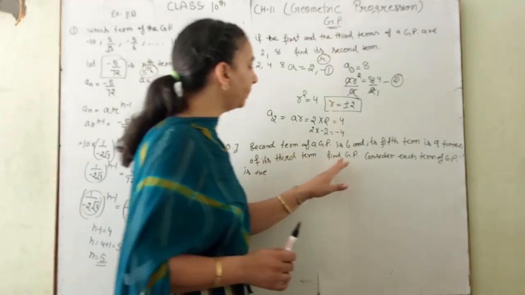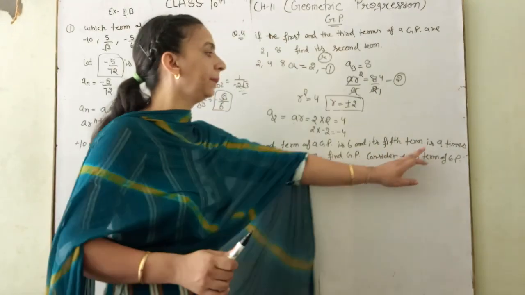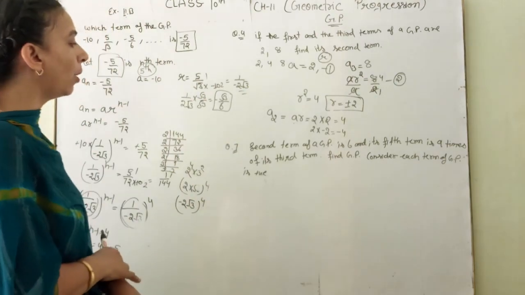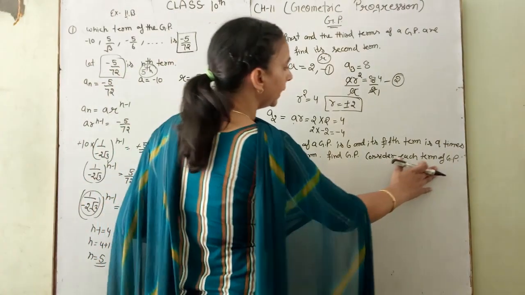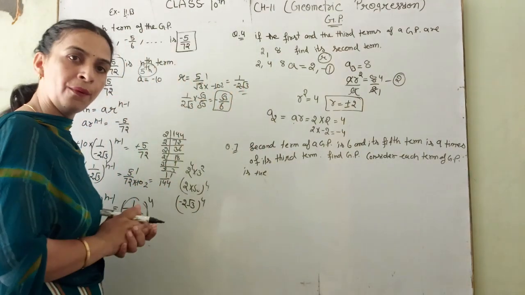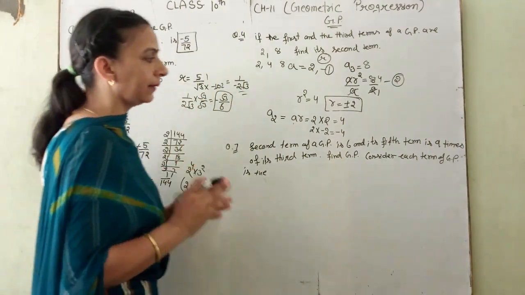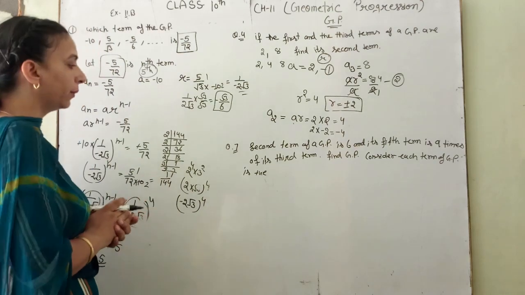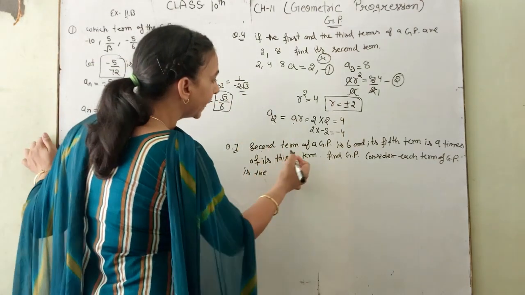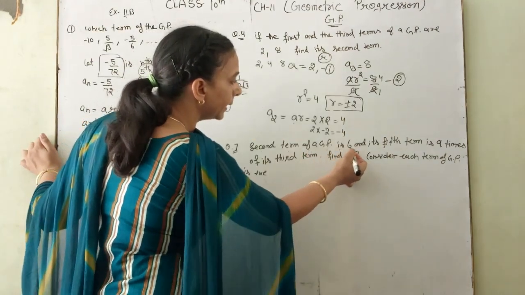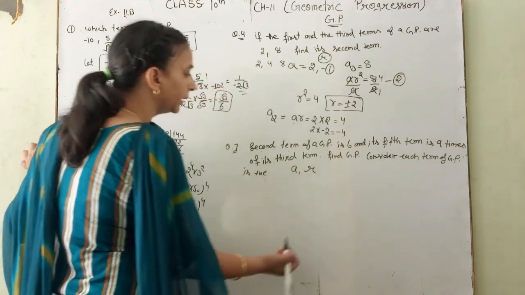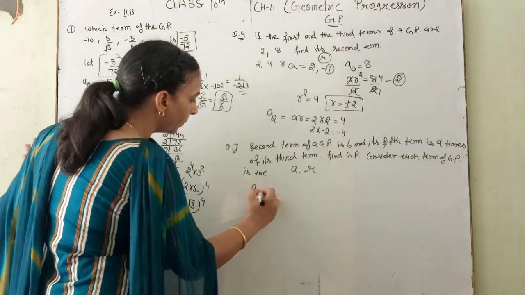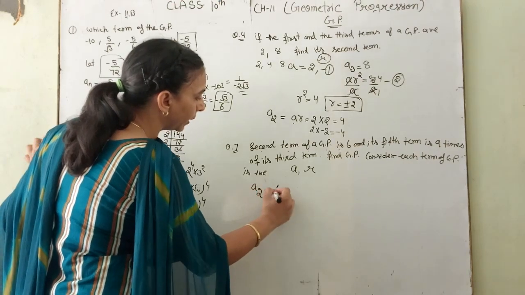The second term of a GP is 6 and its fifth term is 9 times its third term. Find the GP. Consider that each term of the GP is positive. Every term of the GP is positive. Okay. The second term of the GP is 6. Let a be the first term and r the common ratio. Then the second term, A2, equals 6.